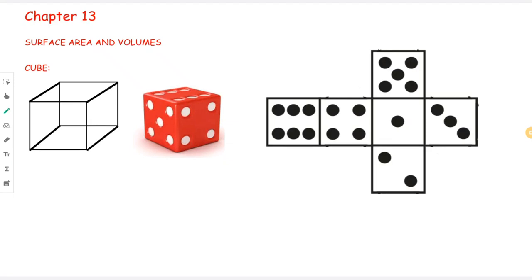Chapter 13, all right, surface area and volume. So in exercise 13.1 we'll be asked to find the surface area of a cuboid. So let's go one after the other. So first is a cube, all right.